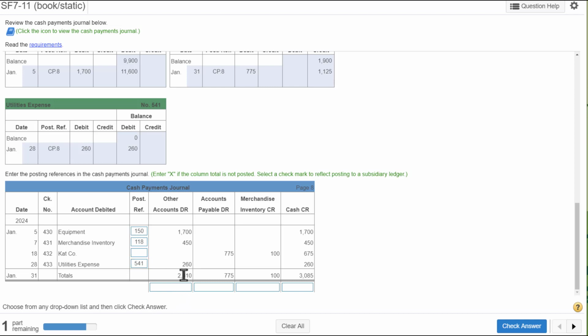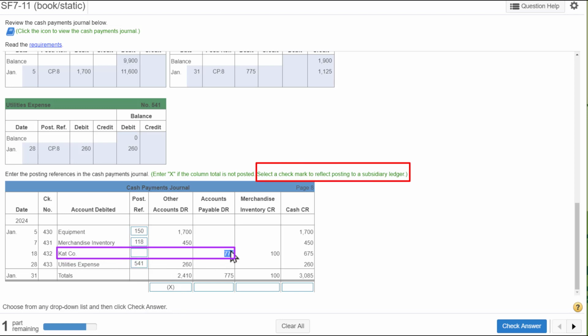Then we need to say, where did we post the 2410 to? Well, the 2410 does not get posted anywhere because it's comprised of 3 different accounts. So we're going to enter an X if the column is not posted. And I've already messed up something, so X. So let me go back here. This 775 was posted to Cat Company, and the way we tell everyone that this 775 was posted to the Cat Company subledger was by putting a check mark here.